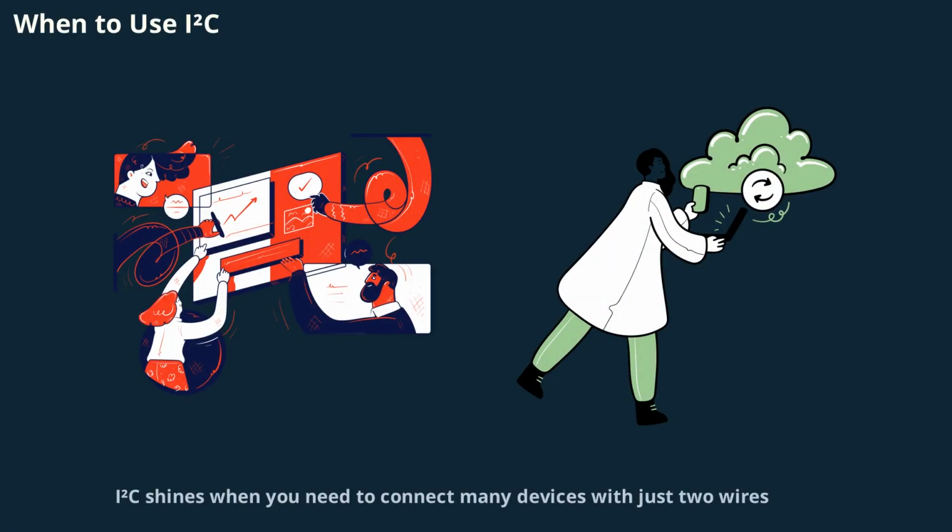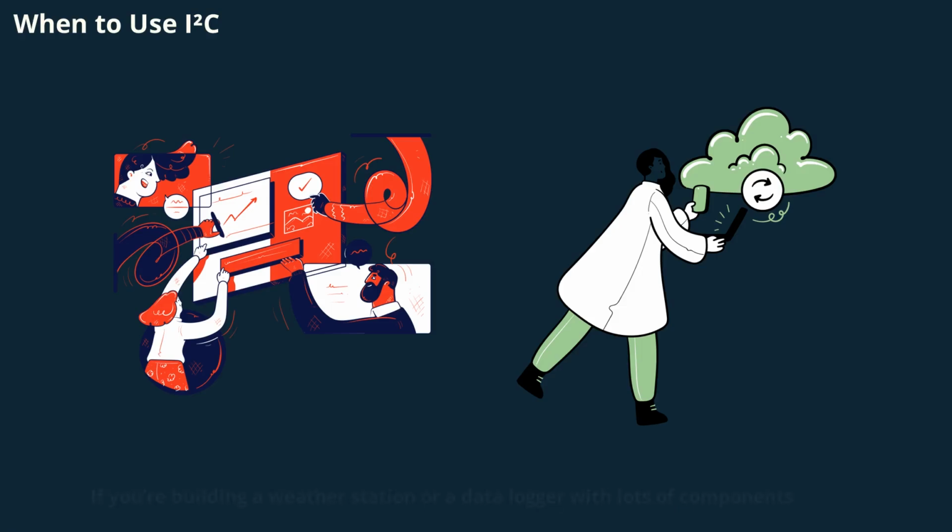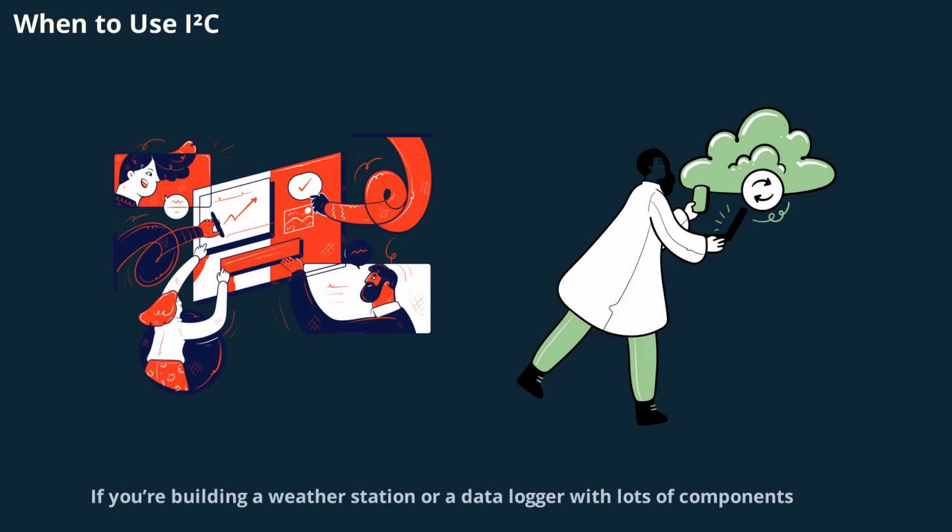I2C shines when you need to connect many devices with just two wires. It's great for projects with multiple sensors, displays, or memory chips. If you're building a weather station or a data logger with lots of components, I2C keeps wiring neat and manageable. Just remember, all devices must have unique addresses.